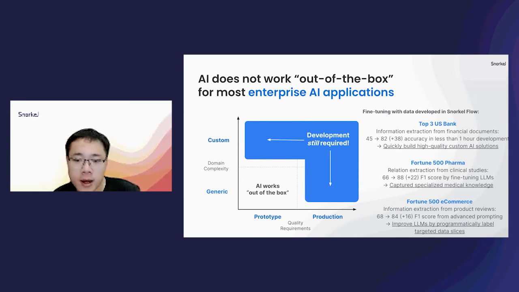For a Fortune 500 pharma, or similarly for a Fortune 500 e-commerce company, where you have an extraction task, we're able to boost from 66 to 88, which is a 22 F1 score improvement, by fine-tuning with data developed inside Snorkel Flow. So you can see that we can quickly build high-quality custom AI solutions with specialized medical knowledge, looking at the error slices, understanding your problems, and fine-tuning your models. These tasks bring your large language models from out of the box, not achieving high-quality performance, to reaching the performance that your company actually needs.